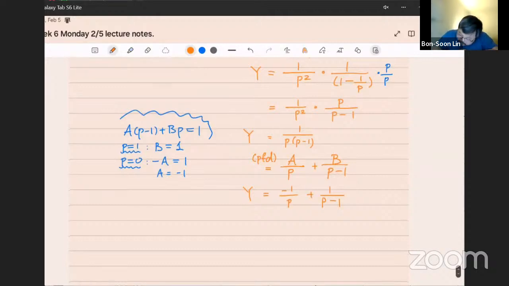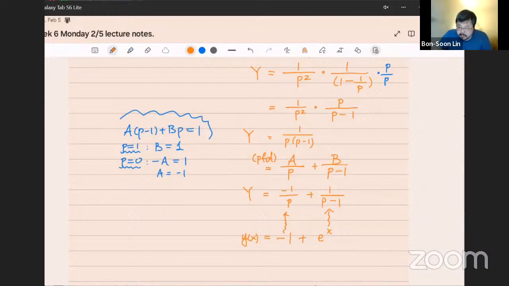And now to figure out what converts into each of these, little y of x then equals. So what becomes minus 1 over p? That is going to be negative 1. And 1 over p minus 1, that is e to the what? E to the x, right? E to the x. So we just have this, right?